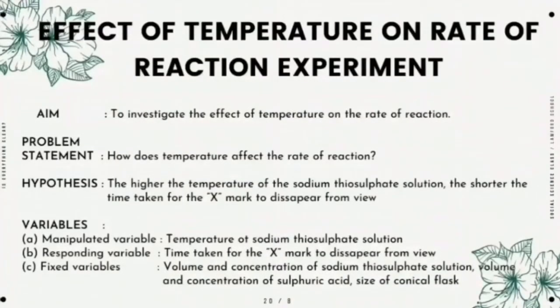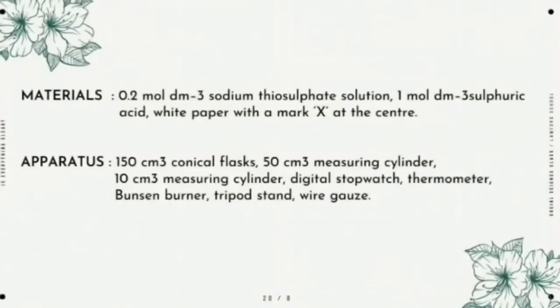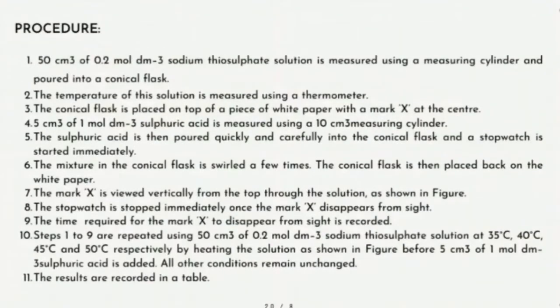Effect of temperature on rate of reaction experiment. There is the aim, problem statement, hypothesis, and 3 different variables that you may pause the video to read. The materials that we are going to use are 0.2 mol dm^-3 sodium thiosulfate solution, 1 mol dm^-3 sulfuric acid, white paper with a mark X at the center, and the apparatus is listed below. And this is the procedure of the experiment that you may pause the video again and read.